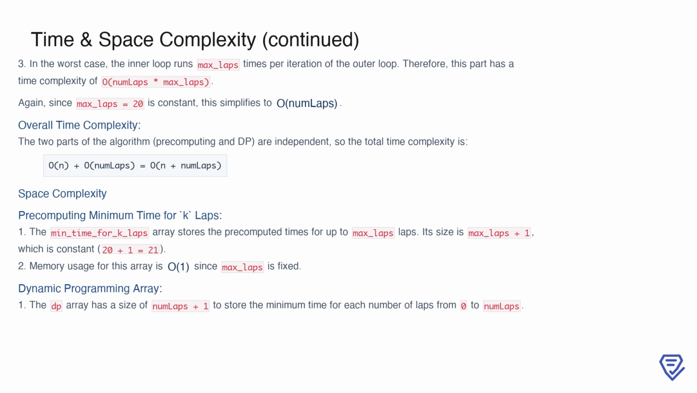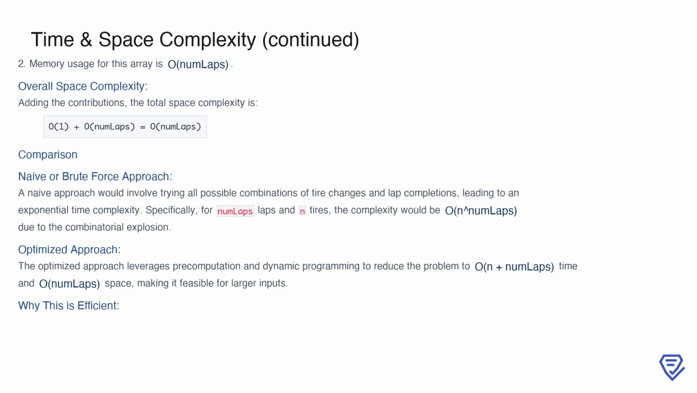In the dynamic programming step, we use a DP array to store the minimum time for completing 0 to number laps. The size of this array is proportional to number laps, so the memory usage here is O(number laps). Adding together the contributions from both the pre-computed array and the dynamic programming array, the overall space complexity of the optimized solution is O(1) plus O(number laps), which simplifies to O(number laps).